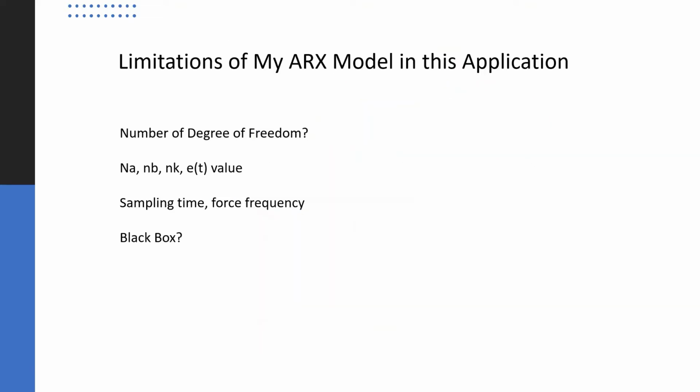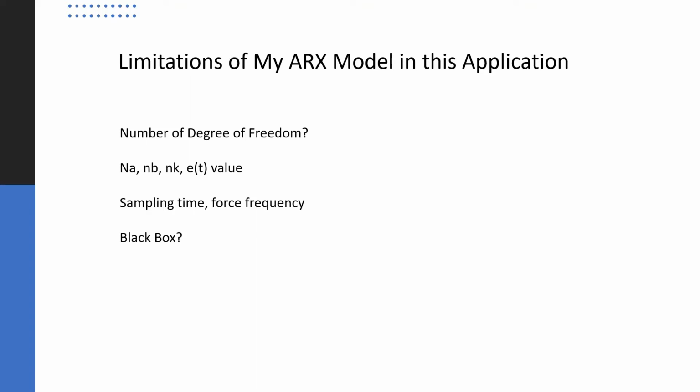Our ARX model has pretty high accuracy in the natural frequency of the system and the damping ratio we calculated from the ARX model, and we also got intermediate accuracy of the mode shape. However, there are several limitations of our ARX model that may cause problems the next time we use this function. For example, we know the number of degrees of freedom in this system, so we can set the NA value to 8 and NB value to 9.